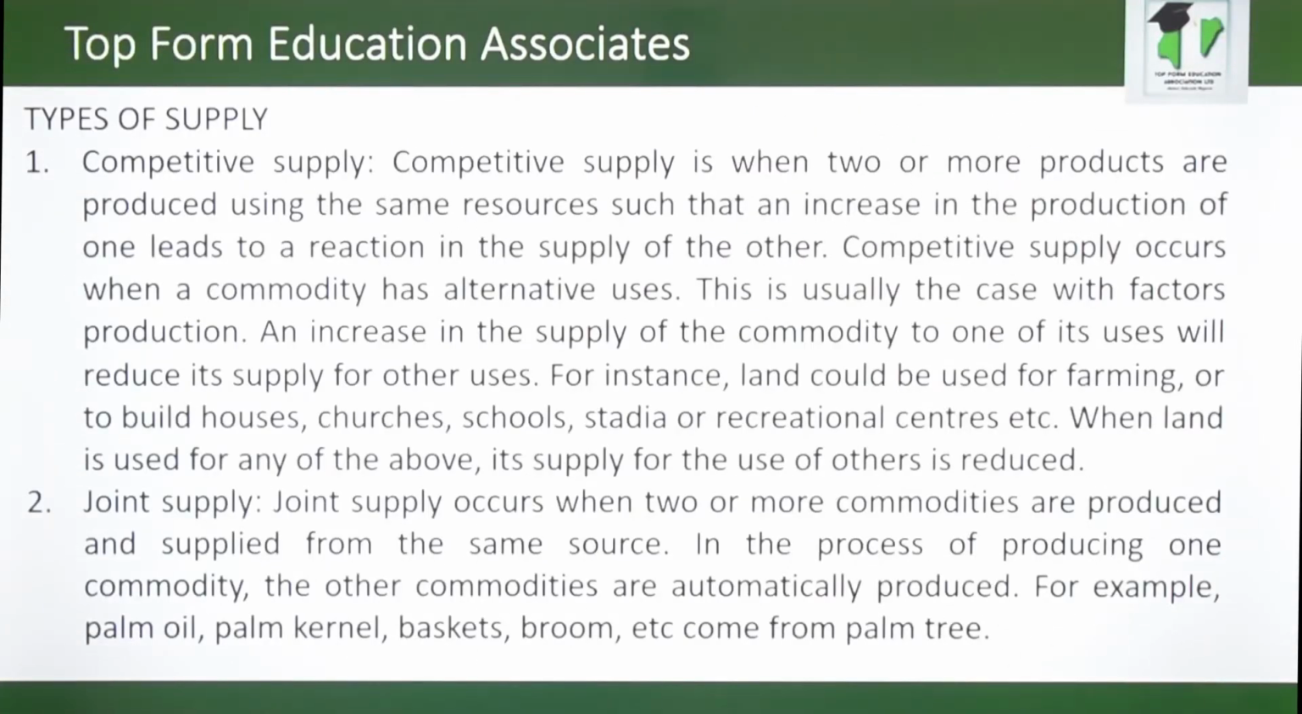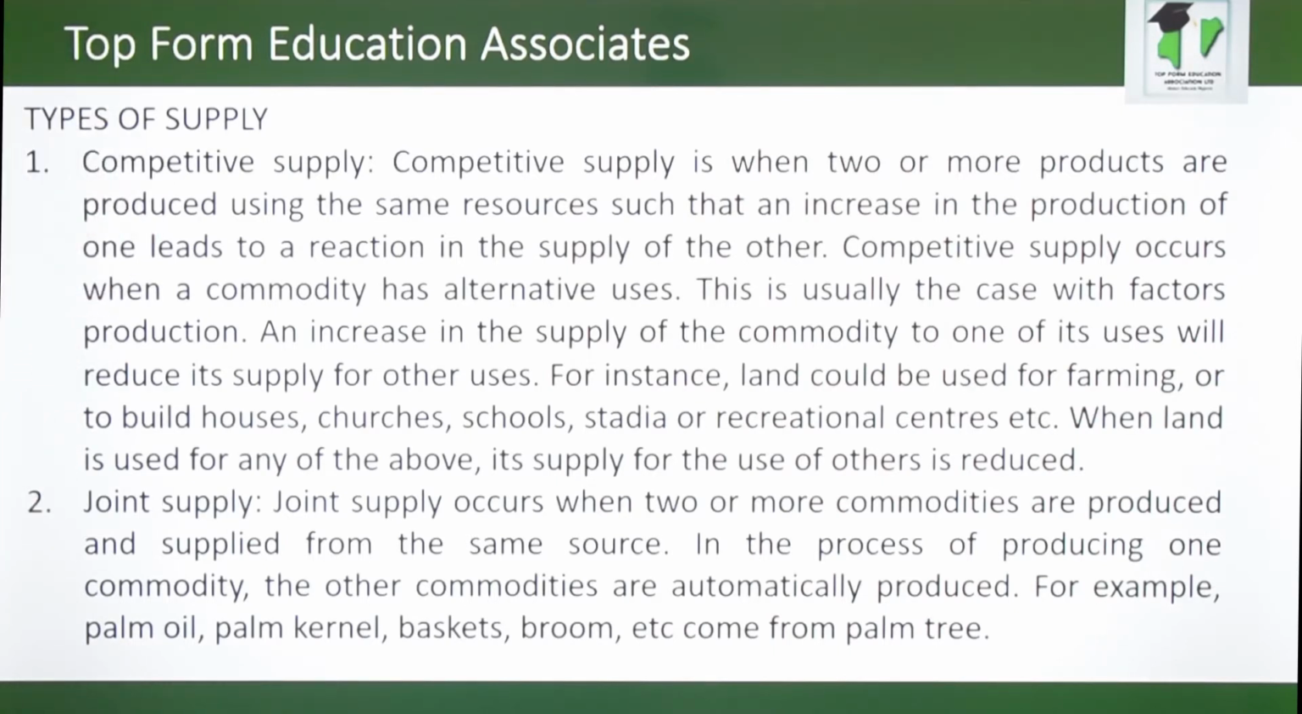So we equally have types of supply, just like we have types of demand. We have three types in this case. We have competitive supply. What is competitive supply? Competitive supply is when two or more products are produced using the same resources, so that an increase in the production of one leads to a reduction in the supply of the other.